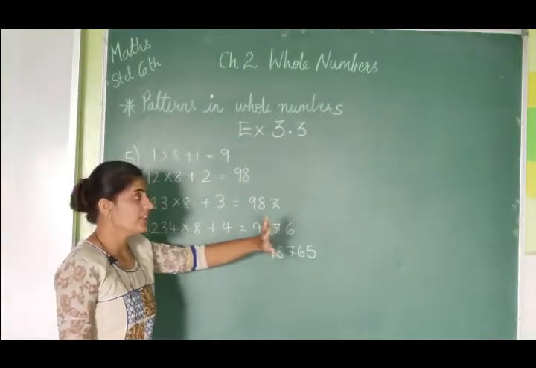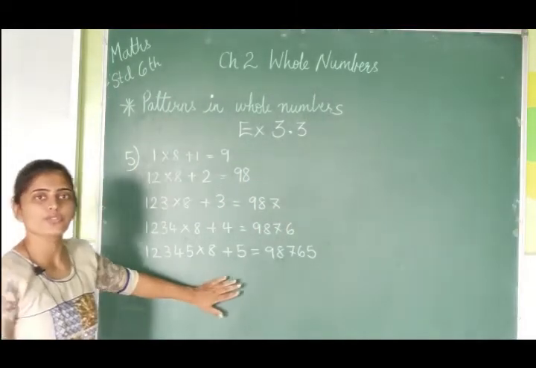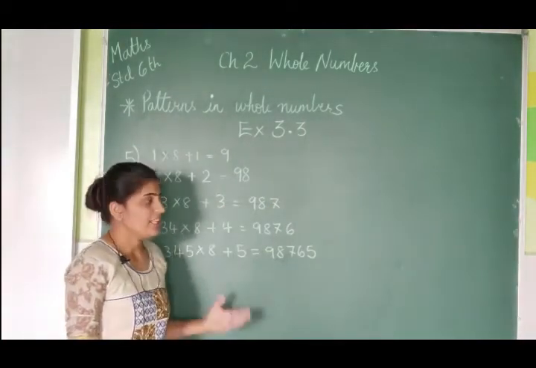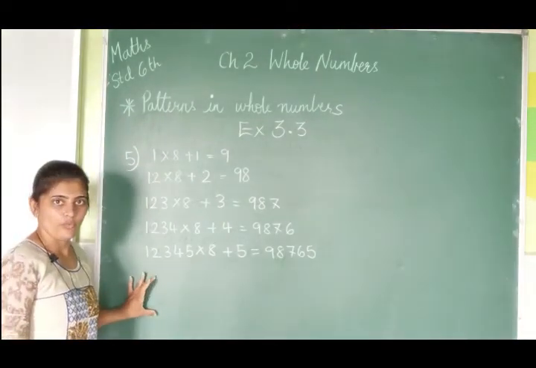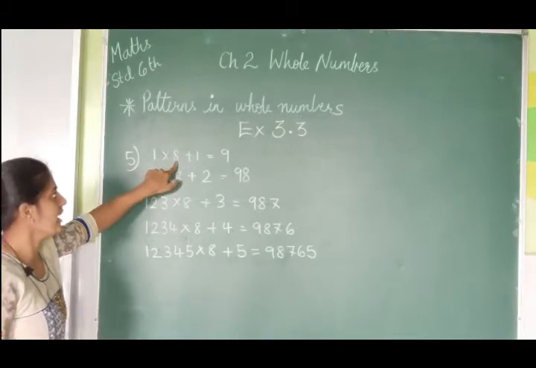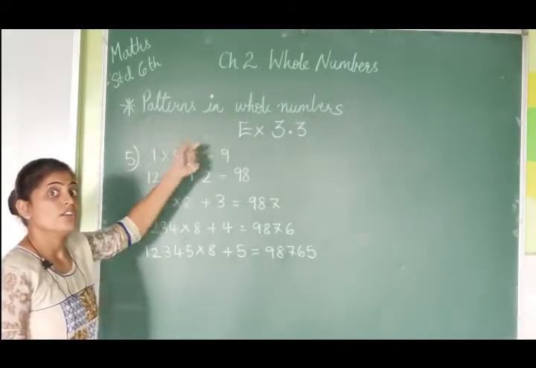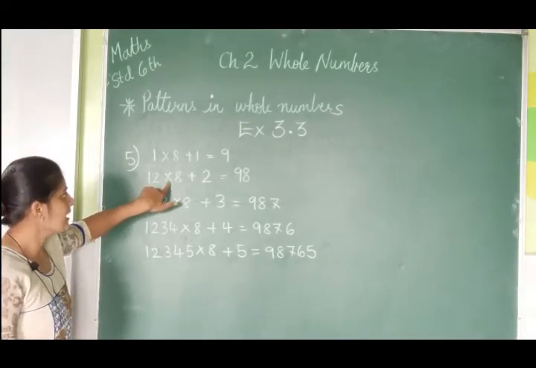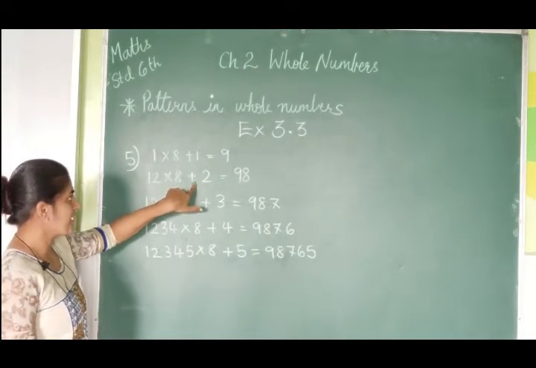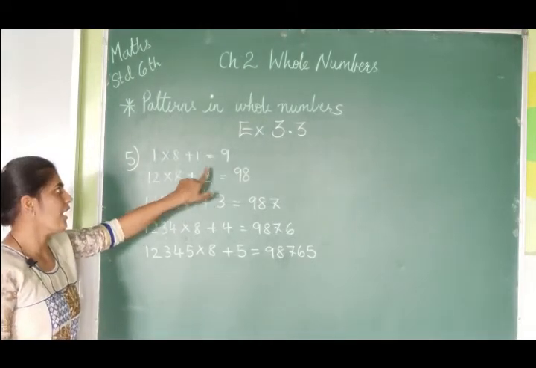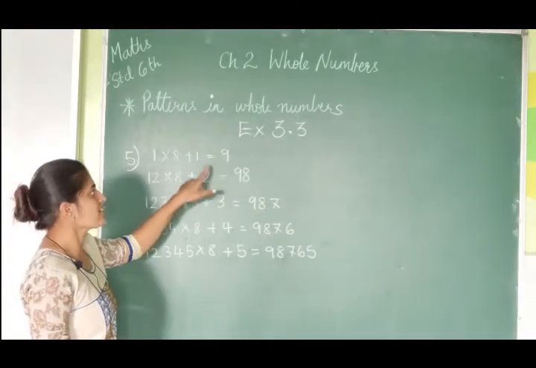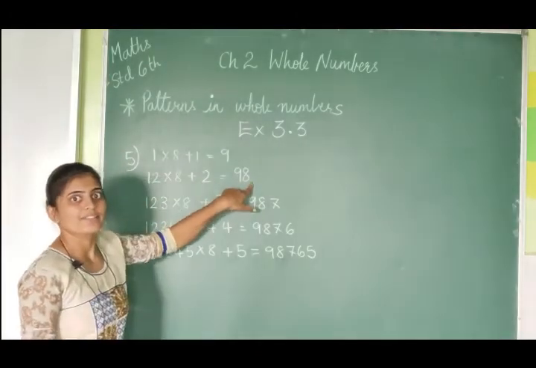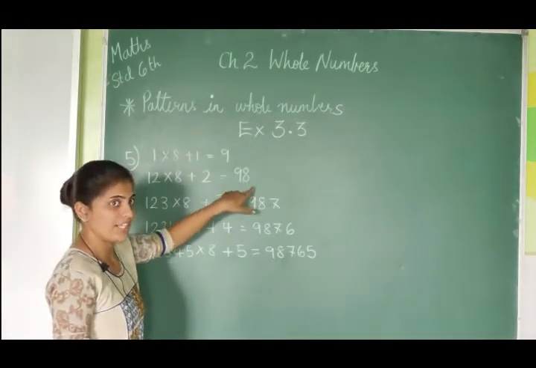Exercise 3.3. Here the fifth sum is given to you, a pattern is given to you. You have to observe what changes are done in this pattern in every step, and write down the next 2 steps. Now you can see, first 1 multiplied by 8 plus 1 is equal to 9 is given. Let us compare this with the next step. Here after 1 they are writing 2. So 12 multiplication sign as it is, 8 is also as it is, plus 2. After 1 2, the number next to it we have to write. Here 98 means minus 1 we have to do and write the number next to it.